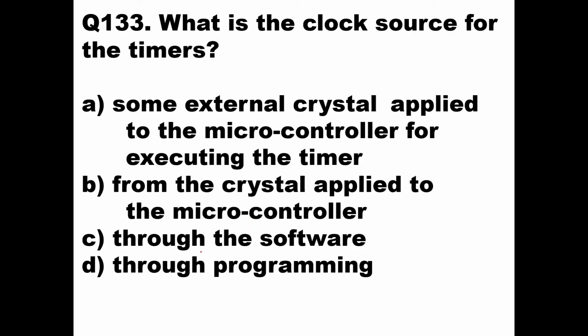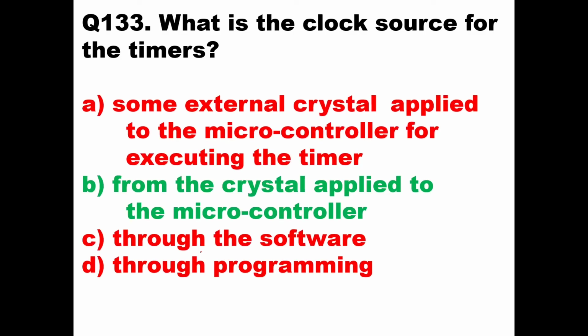Question number 133. What is the clock source for the timers? The clock source for the timers will be the crystal applied to the microcontroller only. Whatever crystal frequency you are applying to the microcontroller, that only will be the source for the timers. So here option B will be the correct one, from the crystal applied to the microcontroller. That frequency only will be used by the timer as the clock source. Clear? Then we'll go to the next question.